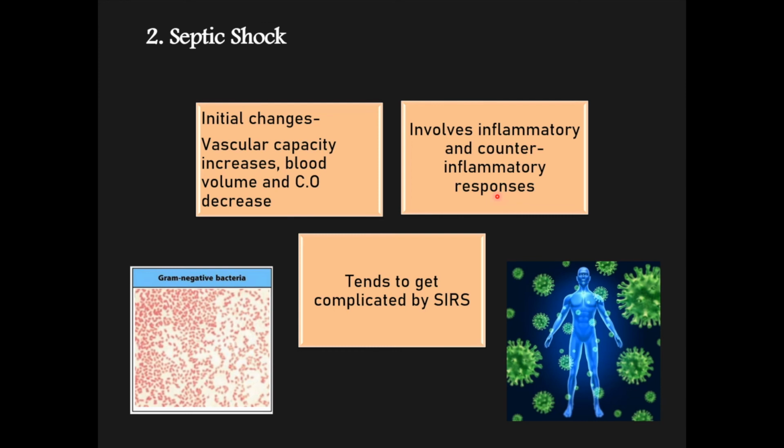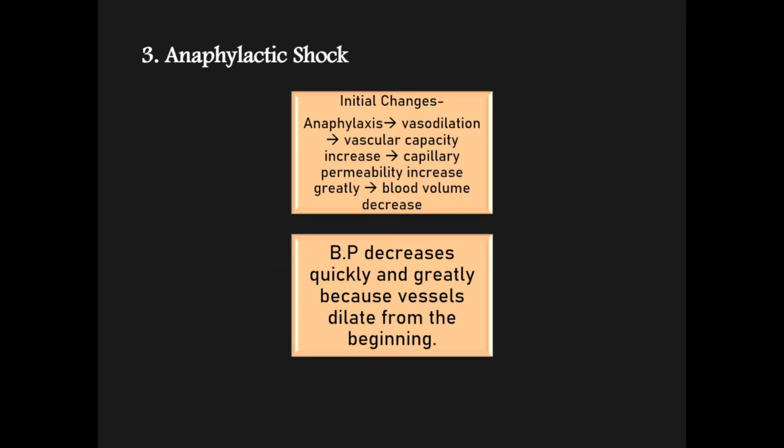Whenever there is increased amount of endotoxin present in blood, or endotoxemia, there are several inflammatory and counter-inflammatory responses towards it, which leads to widespread vasodilation, that is increased vascular capacity, and decreased blood volume and cardiac output. The septic shock often tends to get complicated by SIRS or Systemic Inflammatory Response Syndrome. The third common type of shock is anaphylactic shock, which is brought about by anaphylaxis or widespread allergic reaction.